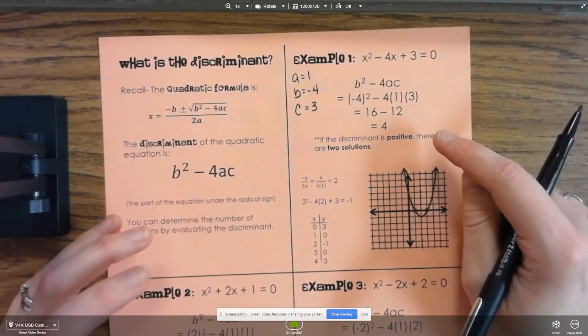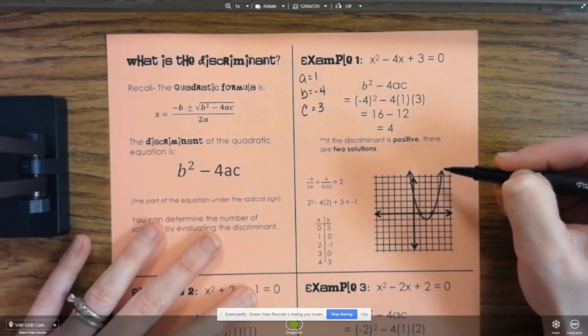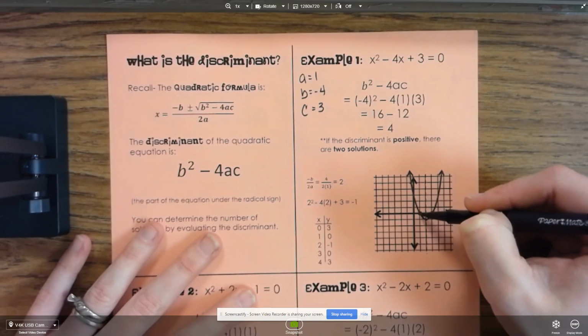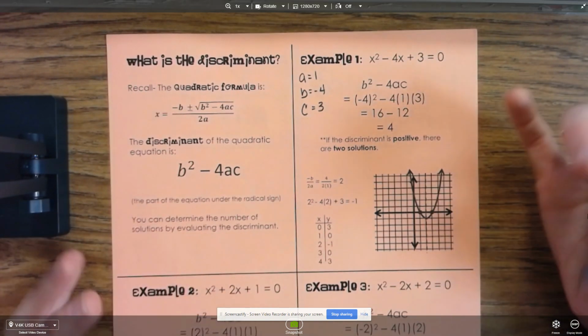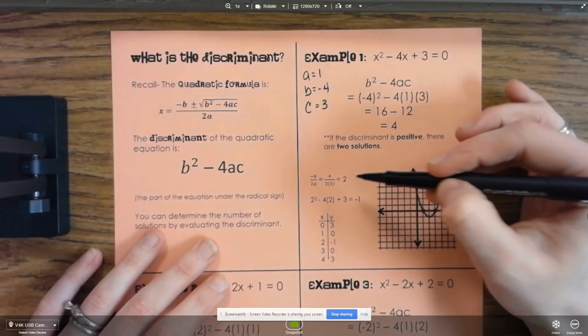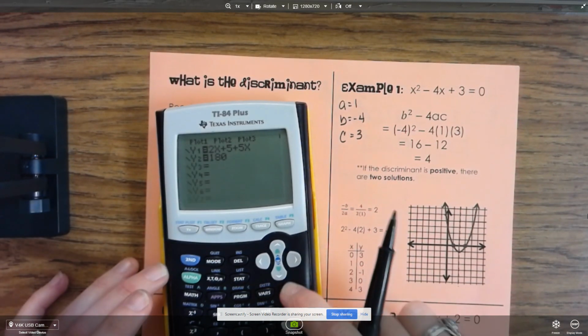So if the discriminant is positive, there are two solutions. That means that this parabola is going to cross the x-axis at two locations. That's what that tells us. Now, to find those zeros, one way that you can do that is to type this equation into your calculator.